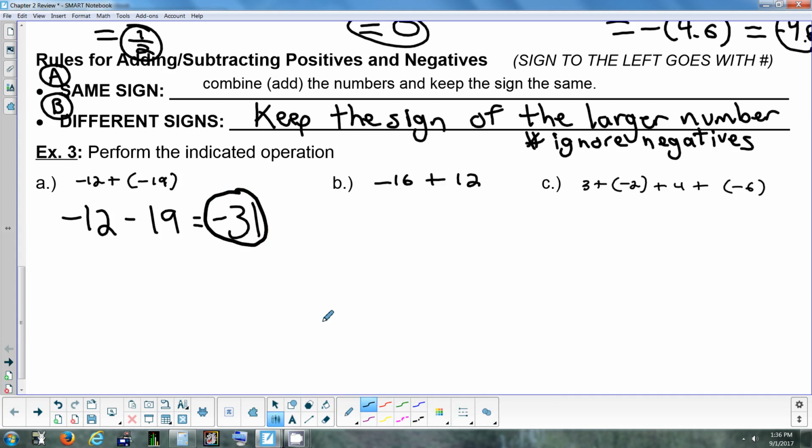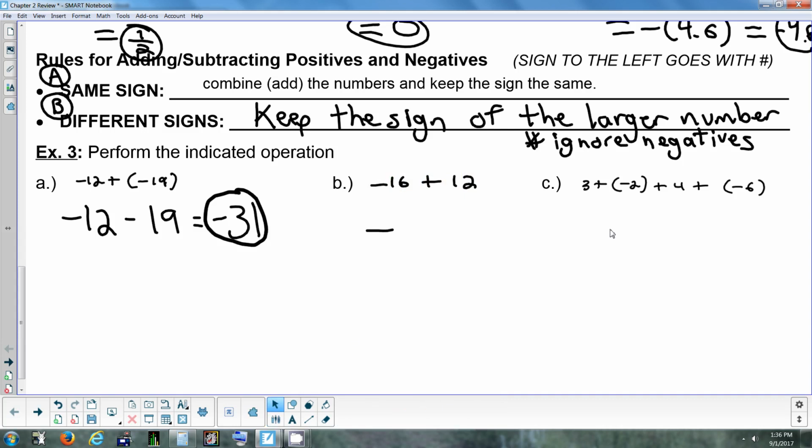So the rule, Xander, what's the rule when it's different signs? Keep the sign of the larger number. Remember, ignore the negatives, right? So which number is bigger if I'm ignoring the negatives? 12. If I'm ignoring them. We're pretending that these aren't here. Okay, 16. 16 is bigger, right? What's the sign with 16? Negative. So my answer is going to have what sign with it? Negative, because we want to take the sign of the larger number. There's my negative.